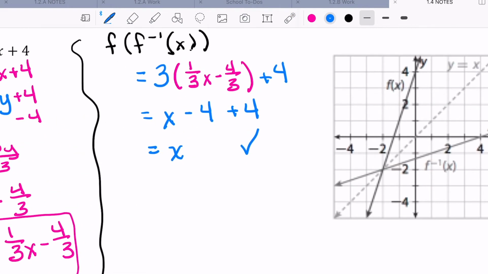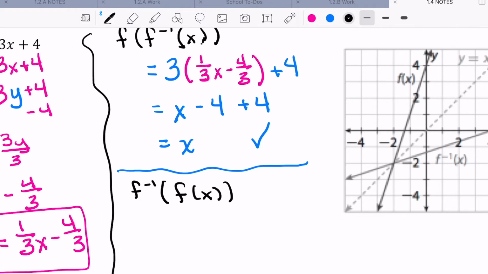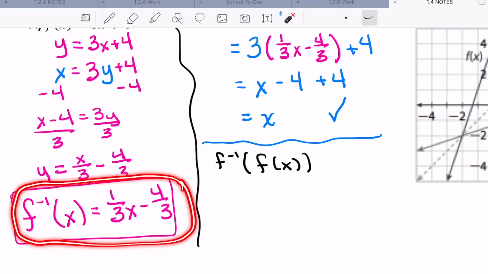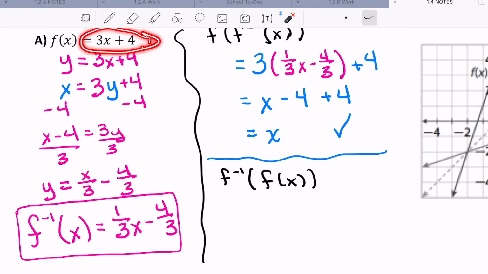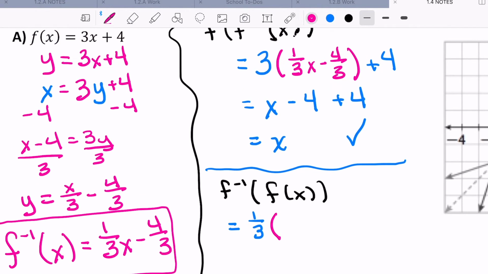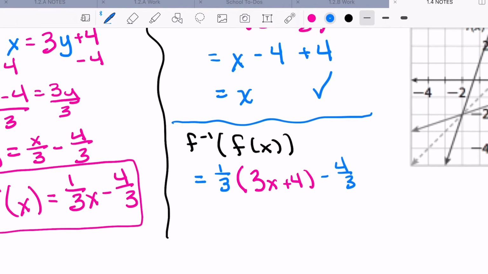Then we are going to do the same for the inverse function of the function of x. Okay, which means that this time we are going to use the inverse function and plug in the original function in for x. Okay, so let's go ahead and do this. This time we have 1/3 x. So remember, we're plugging in the original function, 3x plus 4, minus 4/3. Okay.